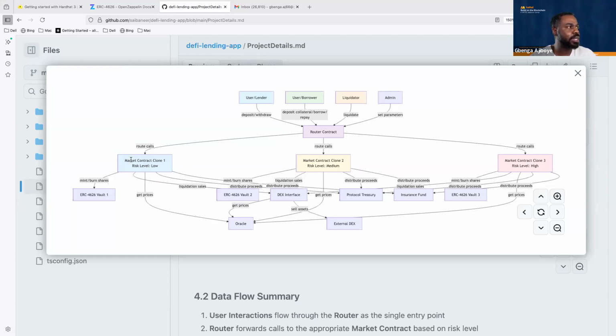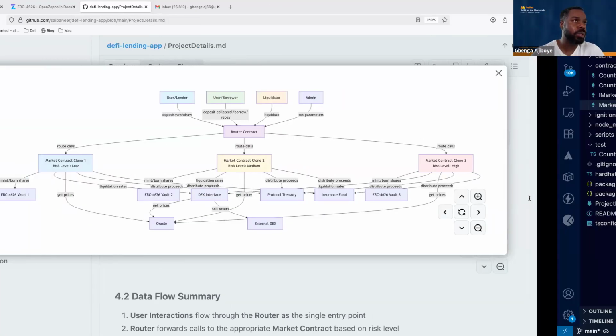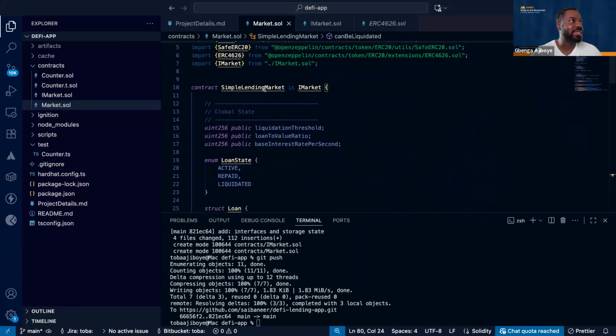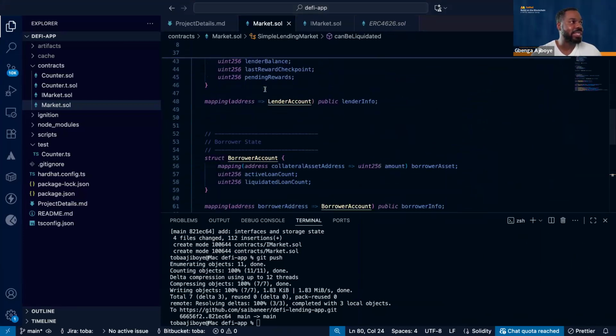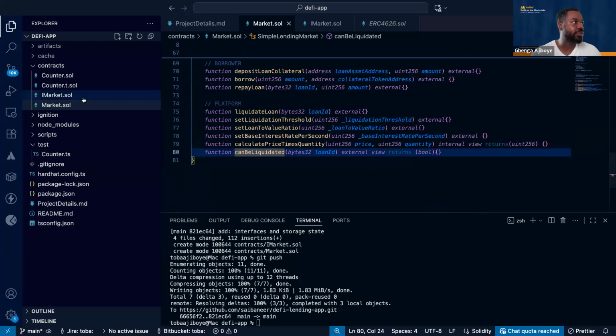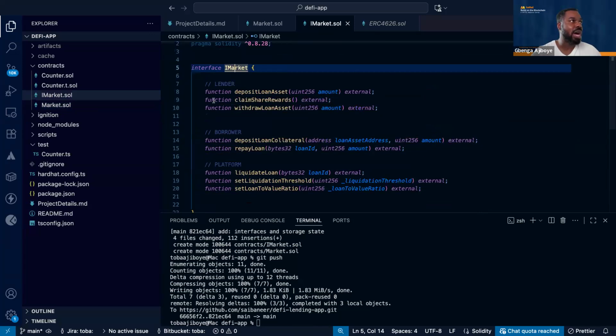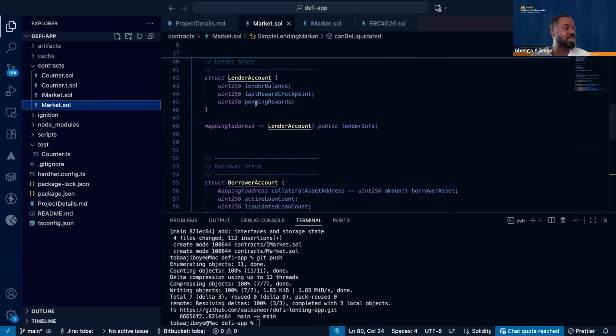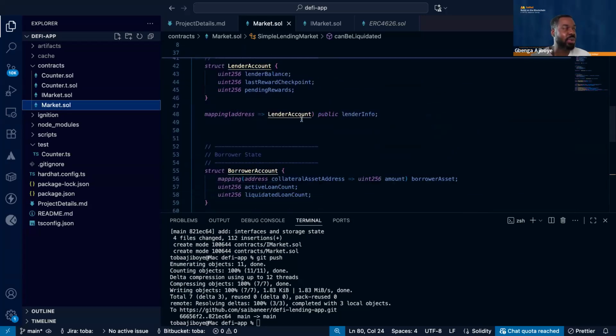Now, I said the market contracts are clones of each other. So this is clone one, clone two, and clone three. That means all the market contracts have the same shape. What does that mean? All the market contracts look like this; they all have the same interface. So if I come here, this is an interface. They all have these features. I extended a bit more features within the main contract, but all the market contracts, whether low risk, medium risk, or high risk, they all have the same.